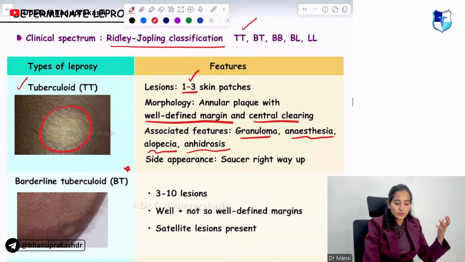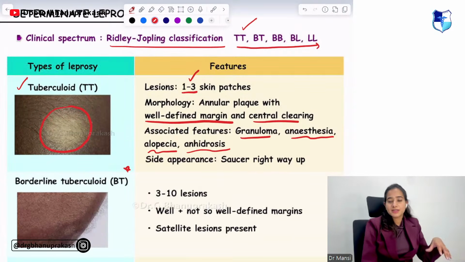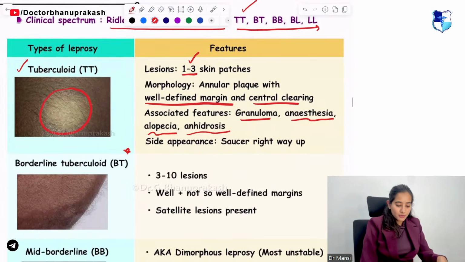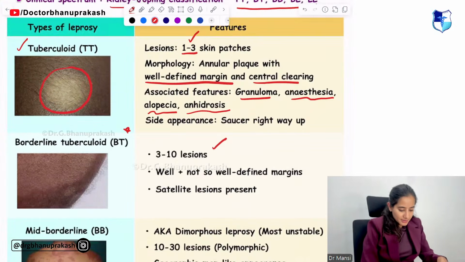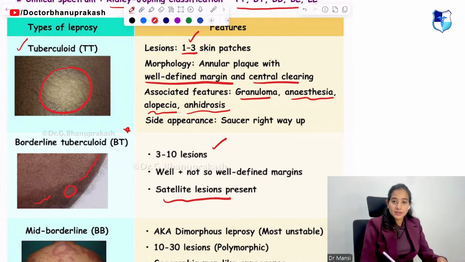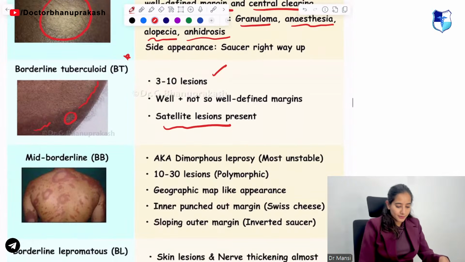As we move from tuberculoid type to lepromatous type, your immunity goes down, so the number of lesions is going to increase. In this you can see that somewhere the margins are well defined and somewhere they are not well defined. You can also see a satellite lesion. This is classical of borderline tuberculoid leprosy.